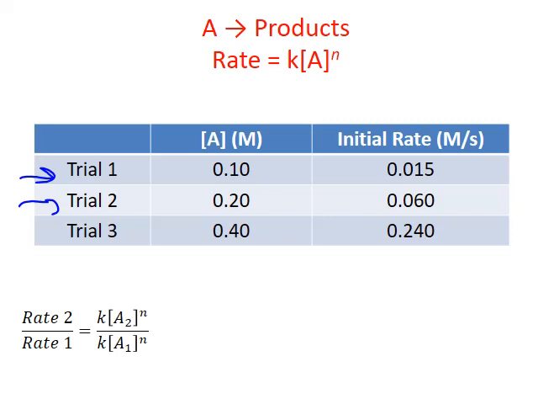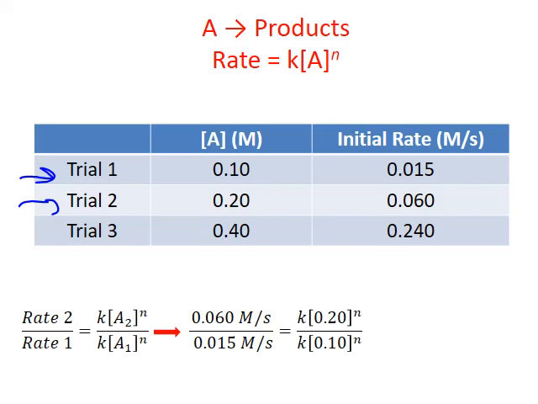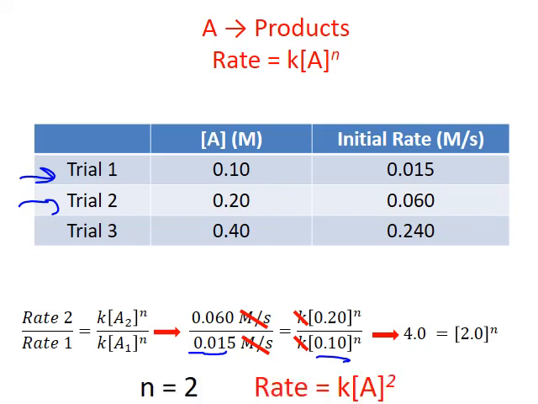So we'll do rate 2 over rate 1 is equal to the rate constant times the concentration from trial 2 raised to the n power, divided by the rate constant times the initial concentration from trial 1 raised to the n power. We substitute in our actual values from trial 2 and trial 1, and we simplify. This time, our numbers on the left-hand side reduce to 4, while the numbers on the right-hand side reduce to 2. So we have 4 equals 2 raised to the n power. And here you have to realize that 4, of course, is the square of 2. So 2 squared equals 4, and our n value is equal to 2. So it's also useful to know your squared relationships.